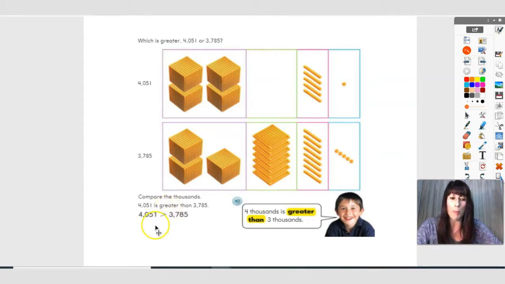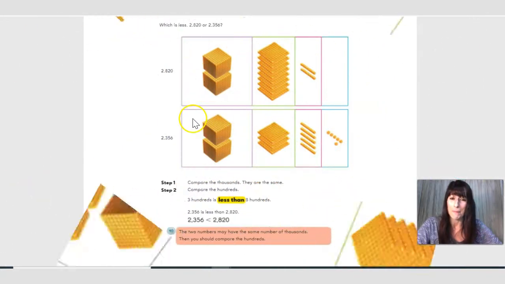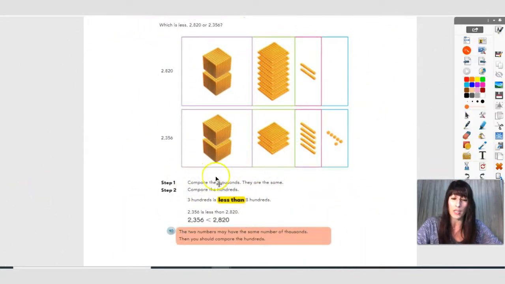It is open because alligator likes to eat the number that is greater. Otherwise he'll just be hungry, and I don't think you want alligator to be hungry. Now, another thing that's important that you need to remember, if you notice that your thousands are the same, all you need to do is move to your hundreds.